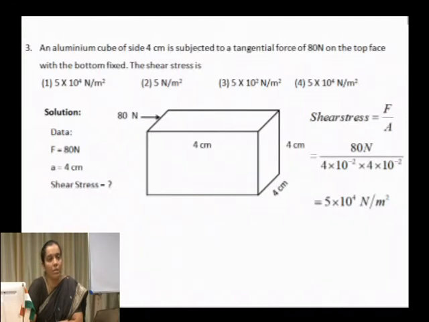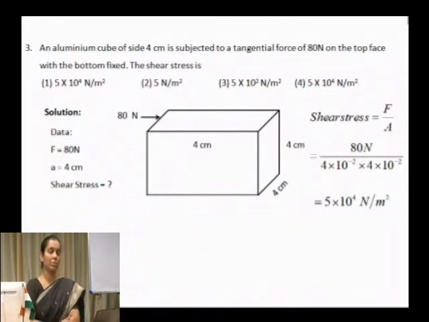So, when a force acts at the top face, the face gets shifted. So, a rectangular or square front becomes a parallelogram. So, the shear stress is calculated as F by A, or the force per unit area of cross section is calculated as shear stress. So, the force acting here is 80 newtons, the area of cross section is 4 into 4 centimeter, or 4 into 10 to the power of minus 2 into 4 into 10 to the power of minus 2 meter square. So, if we convert it to meter square, the centimeter is to be multiplied by 10 to the power of minus 2.